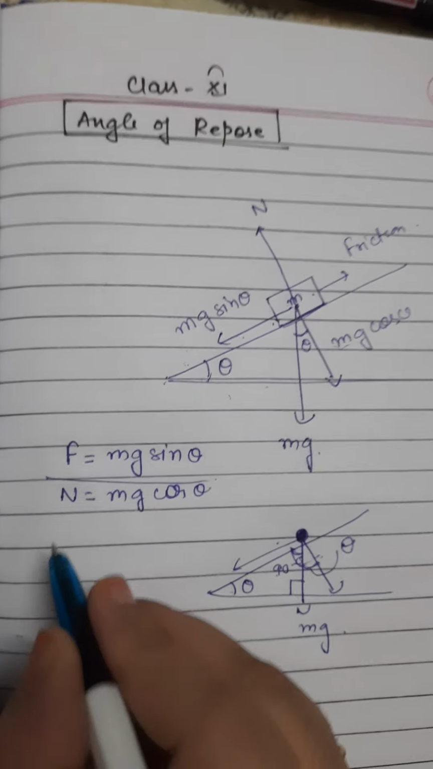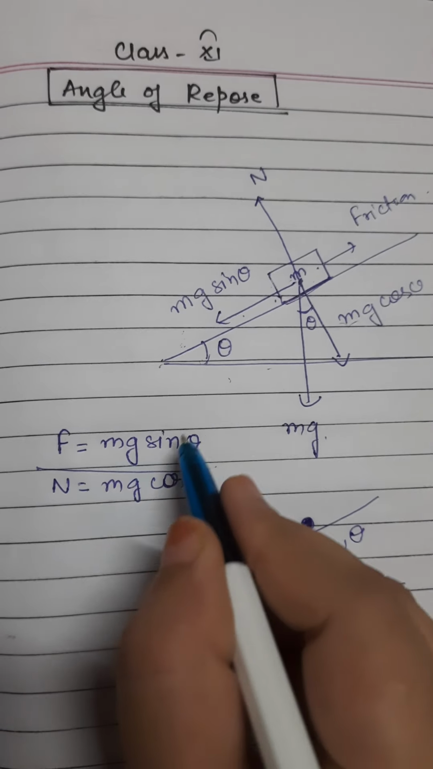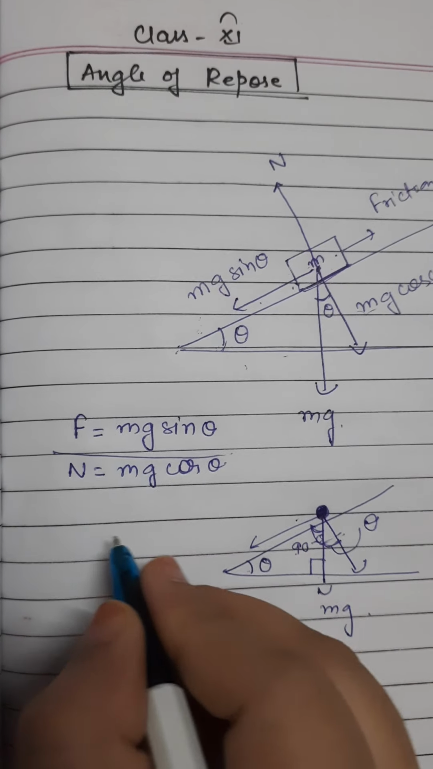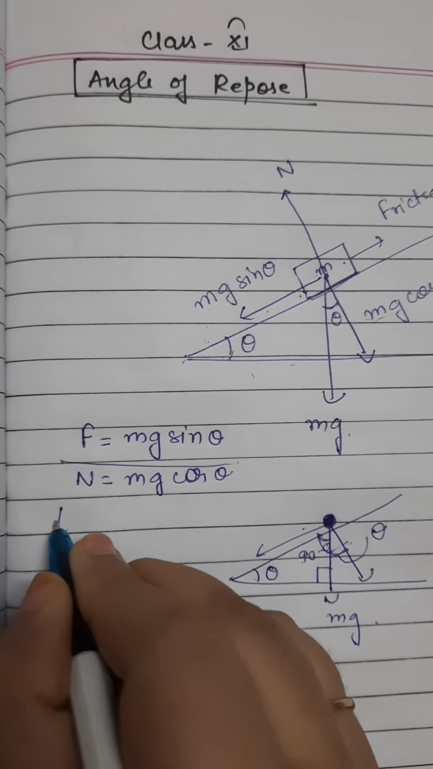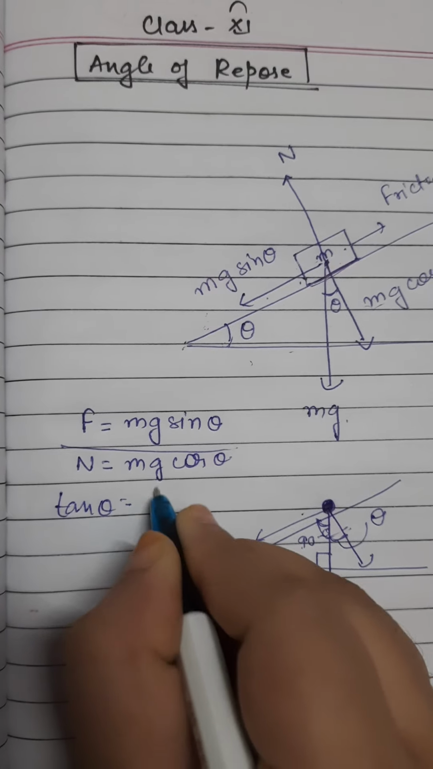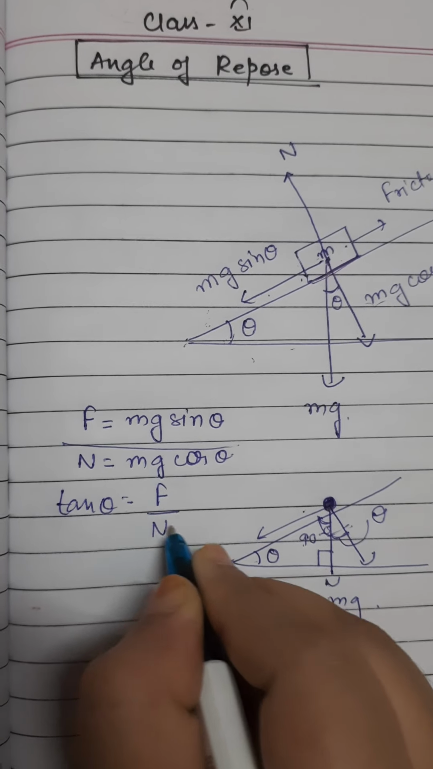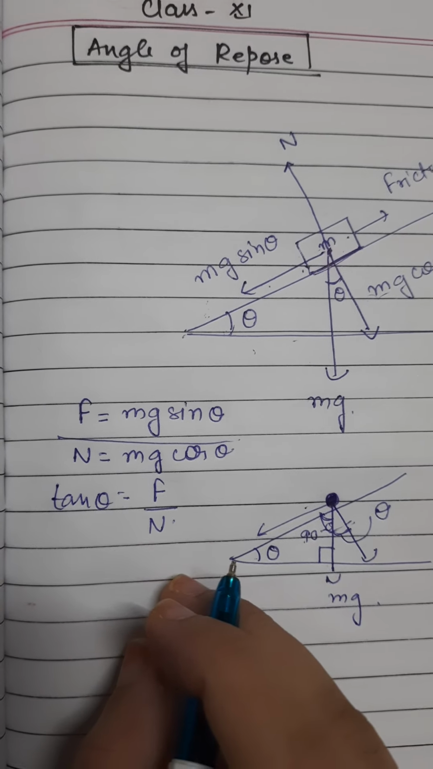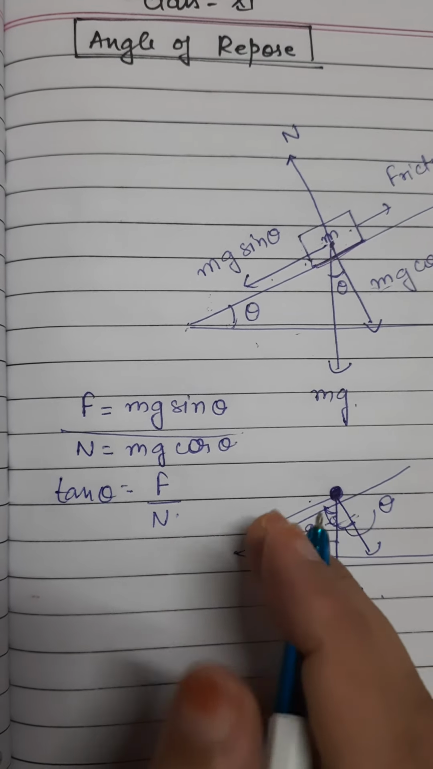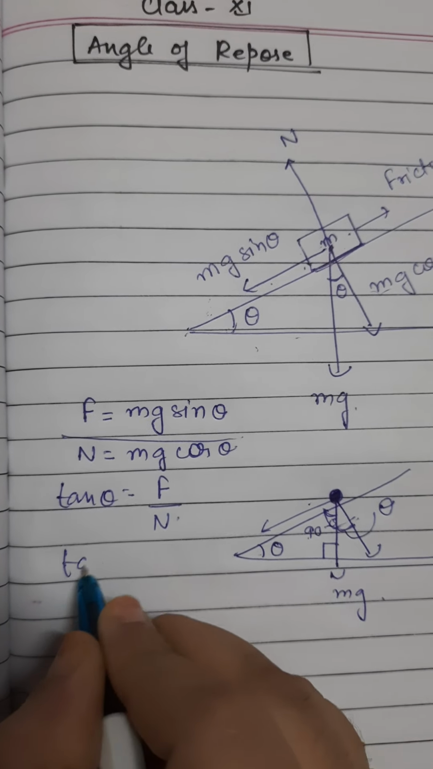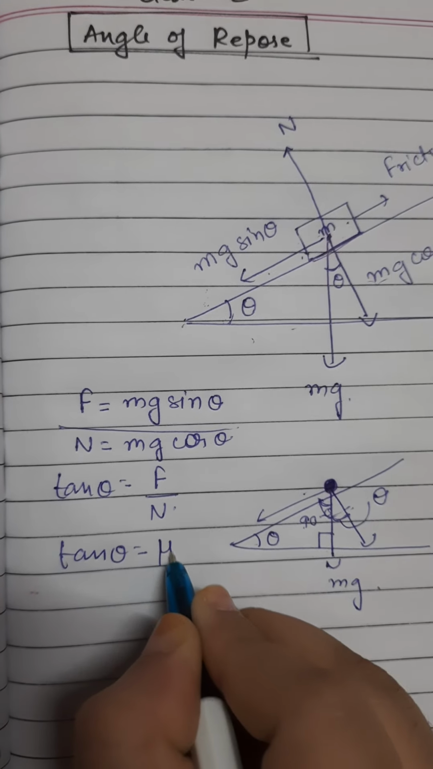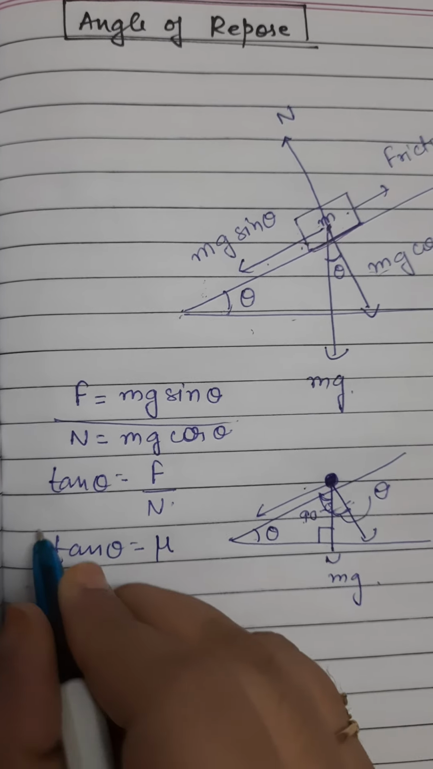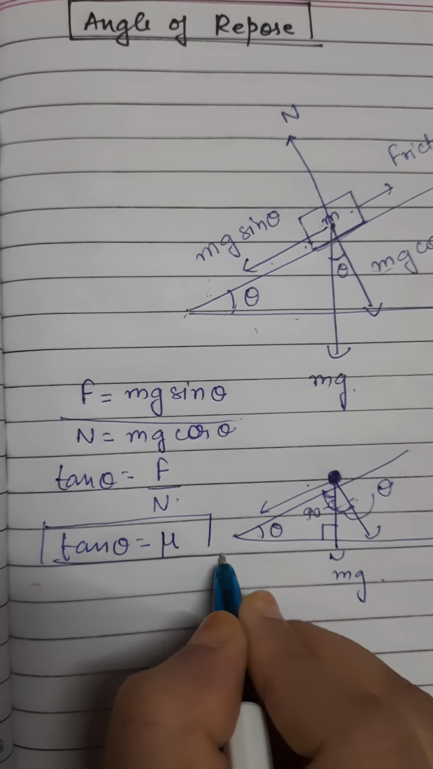If you divide equation 1 by equation 2 like this, mg will be cancelled out, and we will get f upon N. And sin theta upon cos theta will give you tan theta. So I can write here tan theta is equal to force of friction upon normal reaction. And we have studied in coefficient of friction that friction upon normal reaction is called the coefficient of limiting friction. So tan theta is equal to the coefficient of limiting friction, which is called mu. So in this case our tan theta again came as mu.